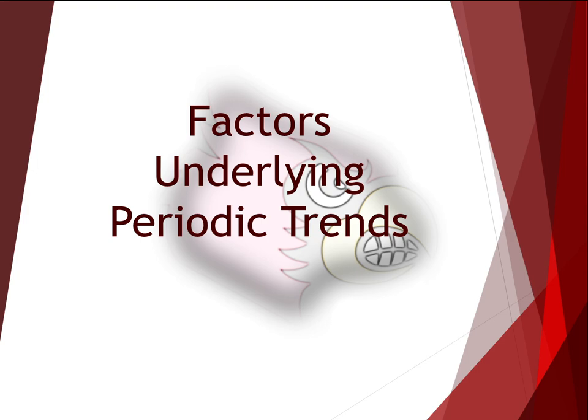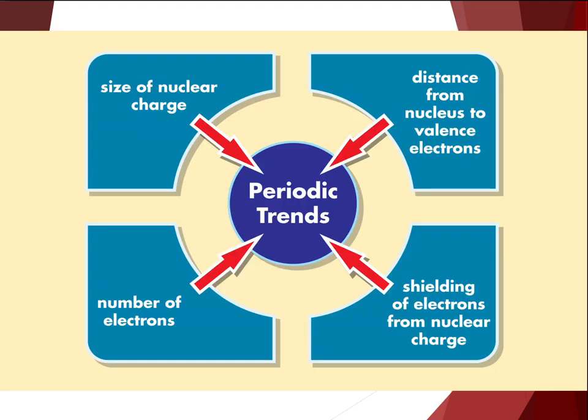Factors underlying periodic trends. The factors that explain the observed trends in chemical reactivity and atomic radius apply to other properties of the elements. Along with the chemical reactivity and atomic radius, the important factors are total number of electrons in the atom, the size of the nuclear charge, the distance between the nucleus and the outermost valence electrons, and the amount of shielding between the positively charged nucleus and the negatively charged electrons in the outermost energy level. All other periodic trends can be explained using these four factors.